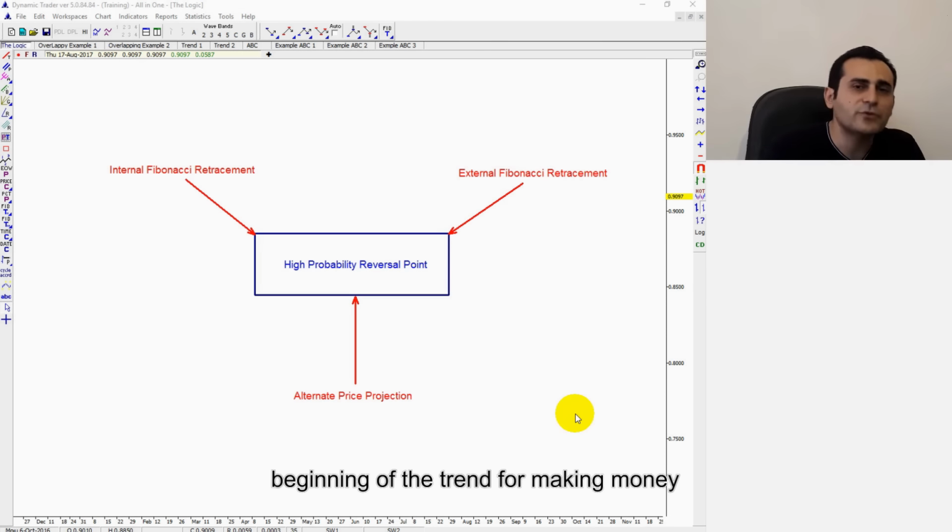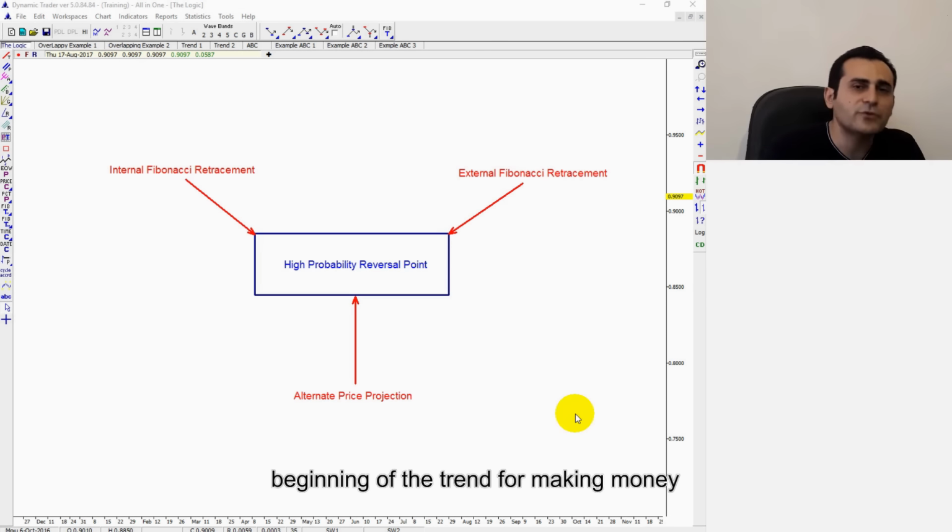As I told you, one of our important goals is finding the end of the trend, because we want to take our profit out of the market. For the end of the trend, we don't have internal retracement anymore, because there is no trend to draw on it, and we just have one trend and one correction. Okay, we want to find the end of this trend.